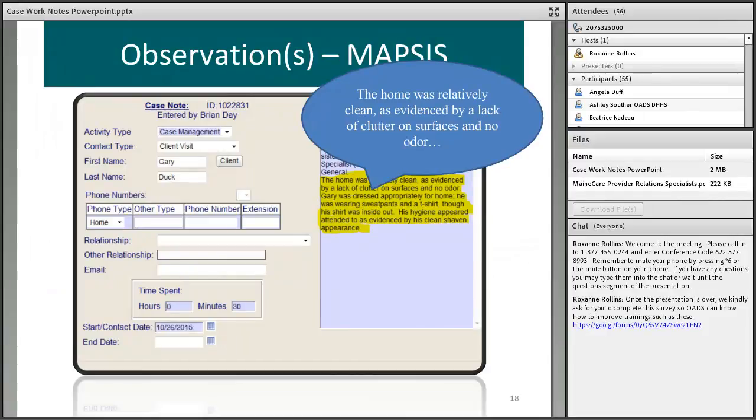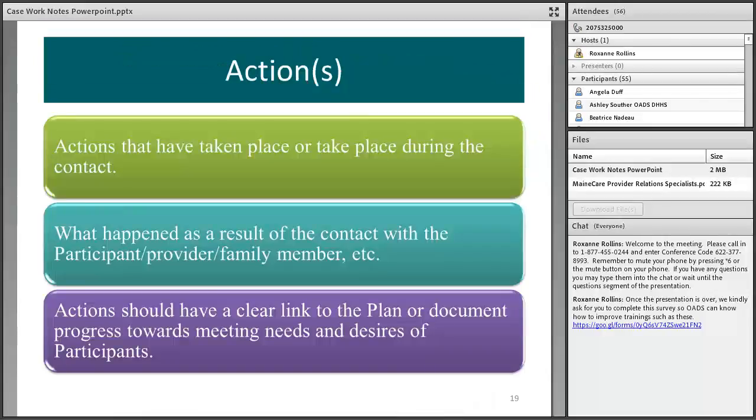In MAPSIS, you've got the same thing, that you did a home visit and the home was clean, as evidenced by a lack of clutter on surfaces. There was no odor. So again, you can use all your senses. You didn't smell anything, so that tells you it was clean. Those are observable facts.